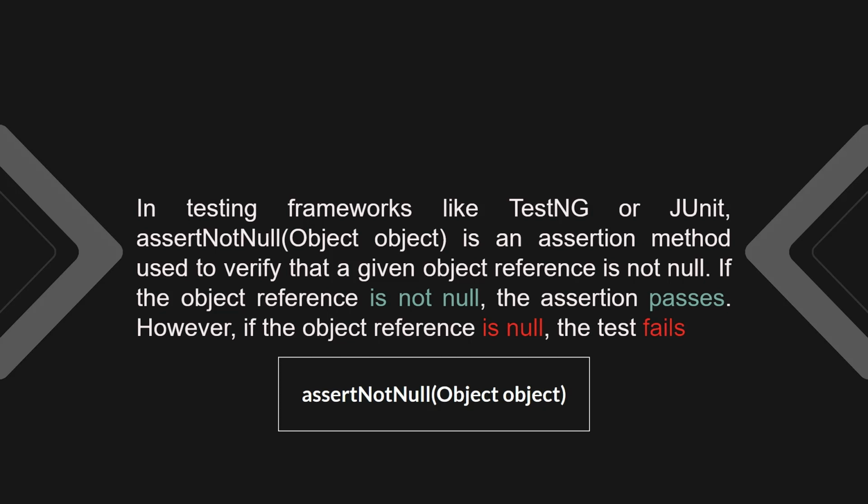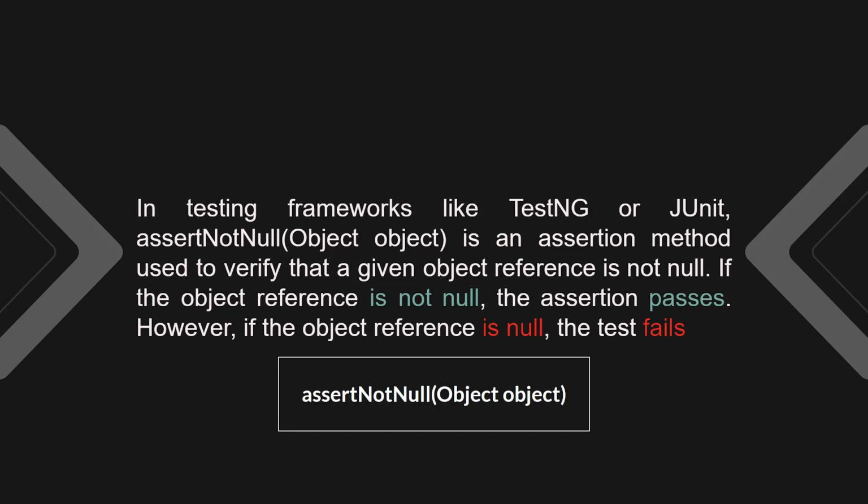Let's move on to the next TestNG assertion, which is assertNotNull(Object object). In testing frameworks like TestNG or JUnit, assertNotNull is an assertion method used to verify that a given object reference is not null. If the object reference is not null, the assertion passes. However, if the object reference is null, the test fails.